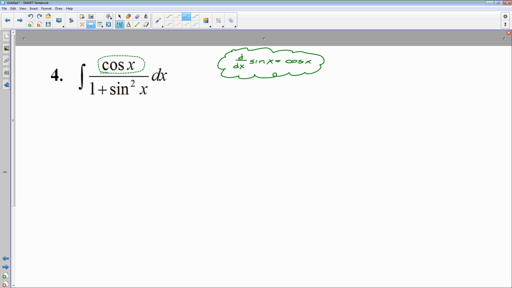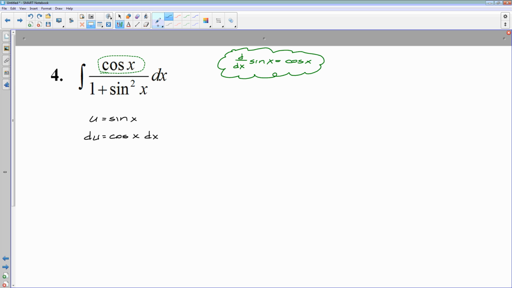I know that the derivative of sine x is cosine x, so I'm going to see what happens if I let u be only sine x. Not sine squared or 1 plus sine squared. I'm only going to let u be sine x, and if I do that, the derivative of sine would be cosine x dx.